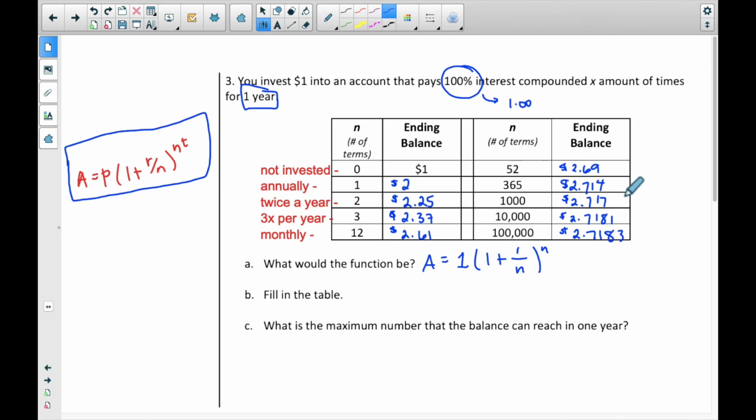And so over here in this column, I went ahead and put some more digits. I know it's money, so we would normally round it to cents, but I wanted to see what pattern was going on. So the maximum number that the balance can reach in 1 year, what do you think that maximum number is? Well, it's $2.70, we'll call it 72, or maybe I'll call it 2.718. That's the maximum that the balance can ever reach. That was after 100,000 changes per year. That's a lot. Okay, but that is the end of our video for today.